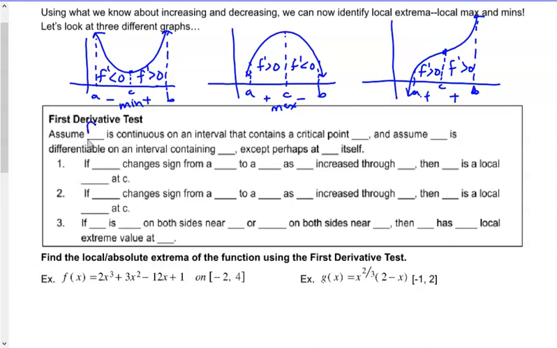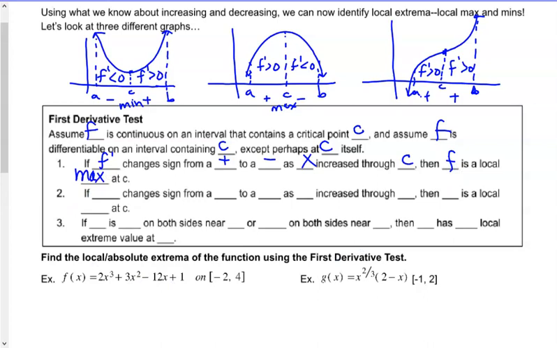So assume that f is continuous on an interval that contains a critical point C, and assume that f is differentiable on an interval that contains C, except perhaps at C itself. So there's a case where it may not have to be defined at C. If f prime changes from a plus to a minus as x increases through C, what do I know? Then f has a local max at C.